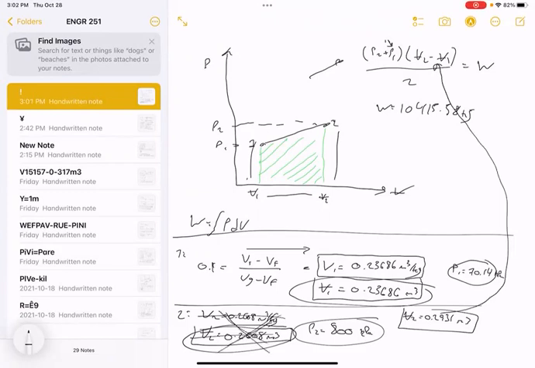Anyways, if you do calculate this, your final answer in terms of the work done will be 24.52 kilojoules. This is the work done by the system. And it's positive, so that makes sense. We have an increase in volume. Okay, thank you.